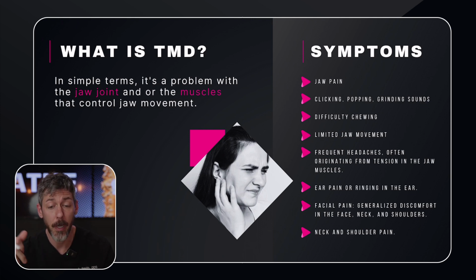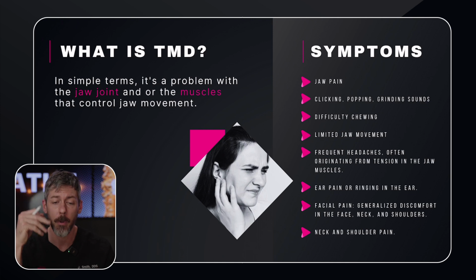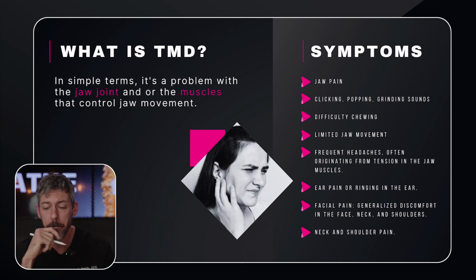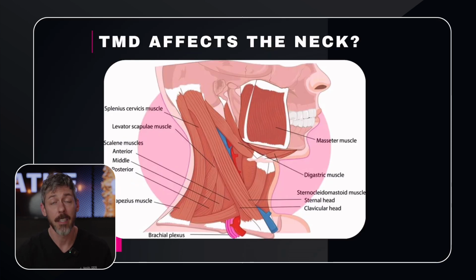Frequent headaches, for sure, probably the number 1 kicker. And that often originates in the jaw muscle. So a lot of times it starts here, starts in the back of the neck, radiates up over the forehead. Ear pain, ringing in the ear, dizziness is actually another common symptom of TMD. I get a lot of patients from ENTs that are told, your ears are fine, go see a TMD doctor. And then facial pain, just overall discomfort in the face, the shoulders, the neck, and of course neck and shoulder pain.